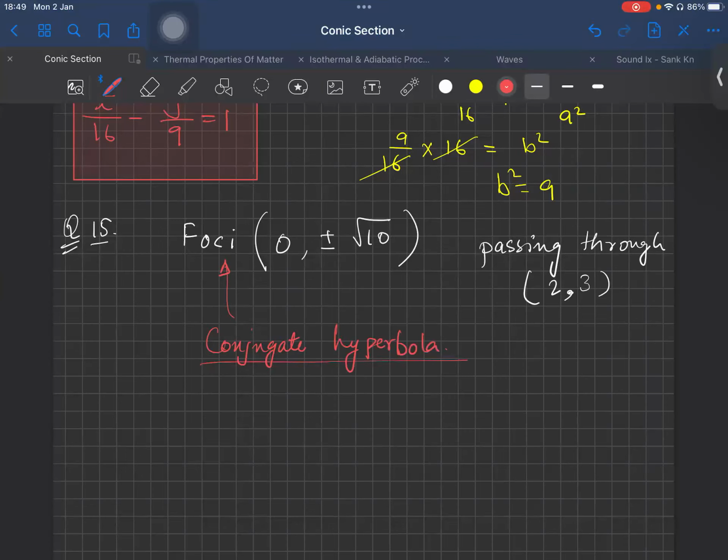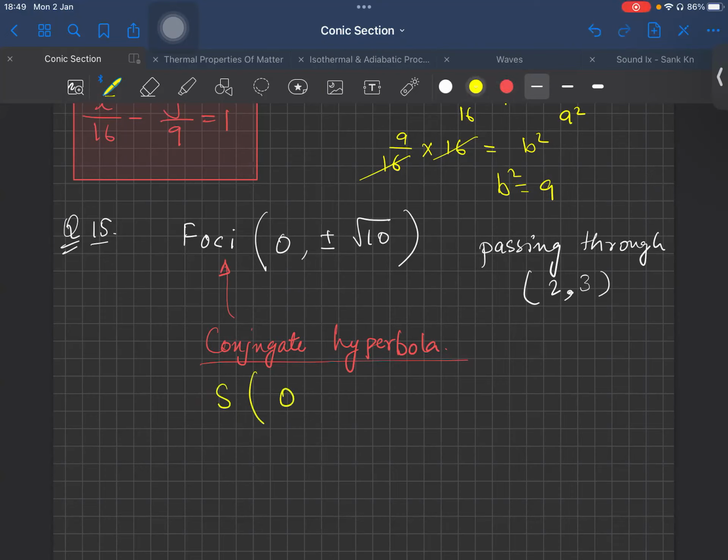Okay. So what is the coordinate of focus? The focus is 0, plus or minus BE. So the product BE is given as square root of 10. B is not given, E is not given, but BE is given, right? So BE is equal to square root of 10.